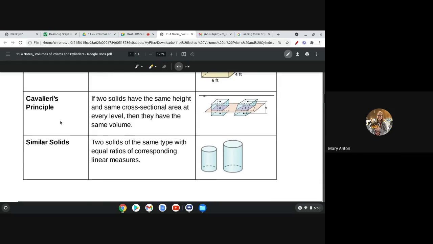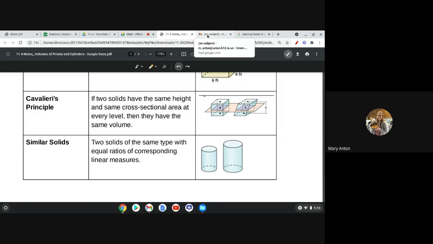This concept is brand new today. It's called Cavalieri's principle. Cavalieri was this Italian mathematician in the 1600s. And this is one of his big things that he found: if two solids have the same height and cross-sectional area at every level, they have the same volume. Essentially, this means as long as all you're doing is tilting your figure, the volume stays the same.